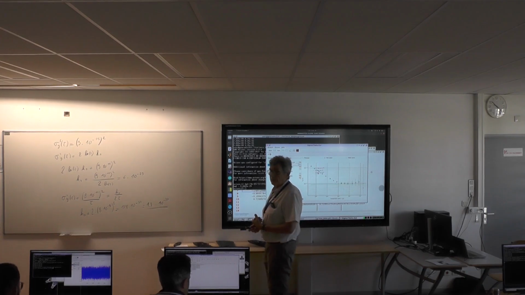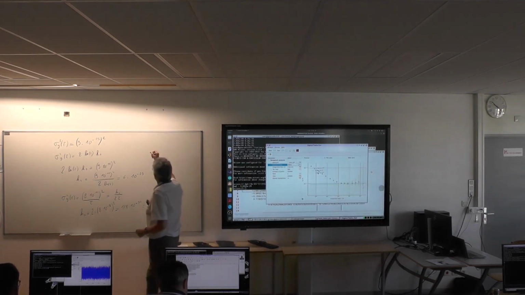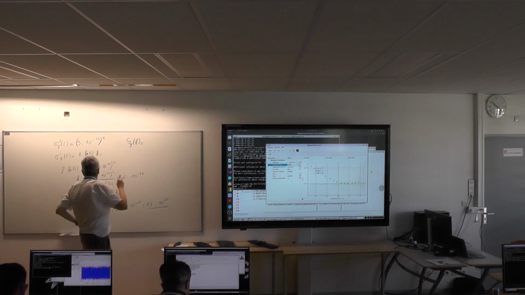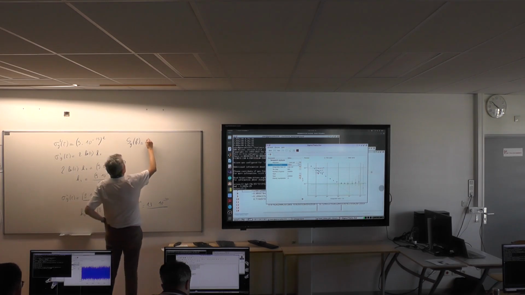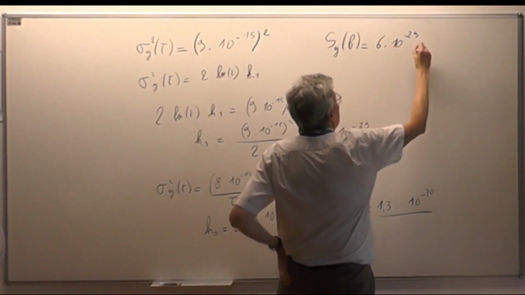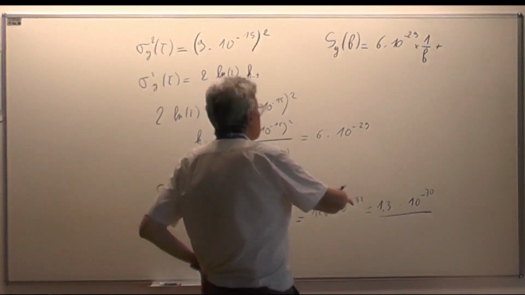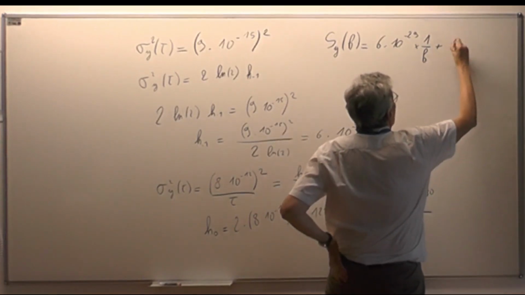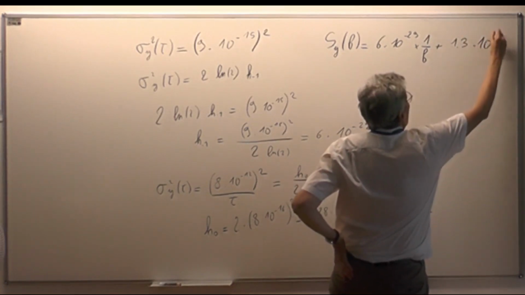Okay? You agree? So the spectral density may be modeled by, taking first the h minus 1, 6 10 to the minus 21 multiplied by 1 over f, plus the white component, the constant component of the spectral density, 1.3 10 to the minus 30.